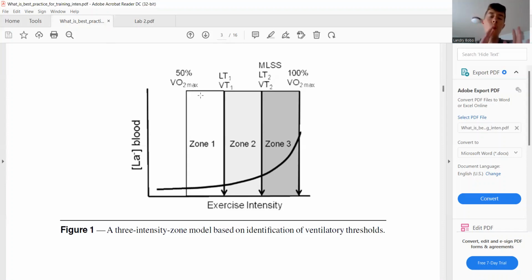So why is it that we advocate for training in this zone one? And why is it that we say that it's not quite as good to train in zone two? Well, one of the reasons is because we can train our fat burning capabilities. So once we cross over into this zone, we begin to use more carbs than we do fat, and we're kind of defeating the purpose.